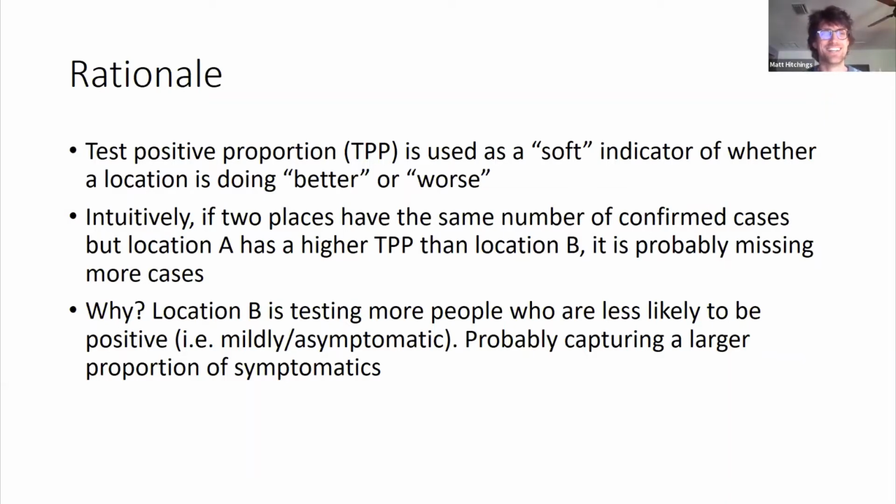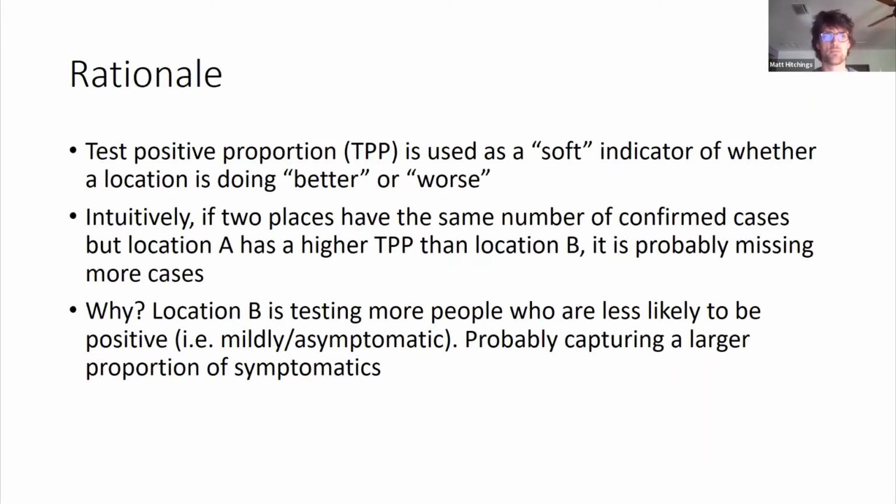So the intuition here is that if two places have similar case rates and one place has a lower TPP than the other, that probably means that they are testing more people who are showing fewer symptoms. And that is probably a good thing, because it means bringing in people who otherwise would not be quarantining. So we're allowing people to know their status, even if they're not showing symptoms. And that kind of makes sense.